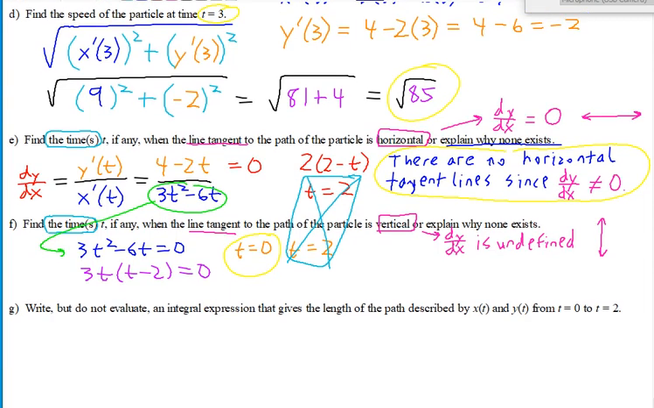All right, and finally, this one again says write but do not evaluate an integral expression that gives the length of the path. Okay, so the wording's a little bit different here. But the length of the path on these parametric curves, that's really just another way of saying the total distance traveled, right? Because the length of the path, how long the path is, that's how far the particle traveled. So it's worded a different way, but it really means the exact same thing when you see that word on these parametric ones.